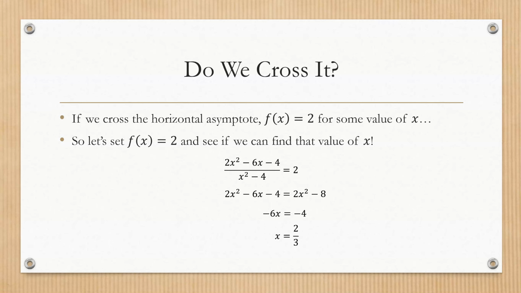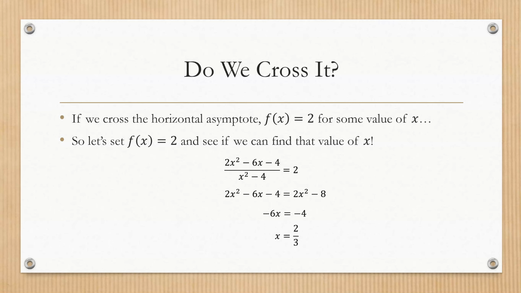So what does this actually mean for me? What does this tell me about my graph? Well, not only do I now know that my graph crosses the horizontal asymptote, I know specifically where it crosses. It crosses the horizontal asymptote at x equals 2/3. So now I could actually plot that point if I were to draw my graph. When x is equal to 2/3, y is equal to 2.